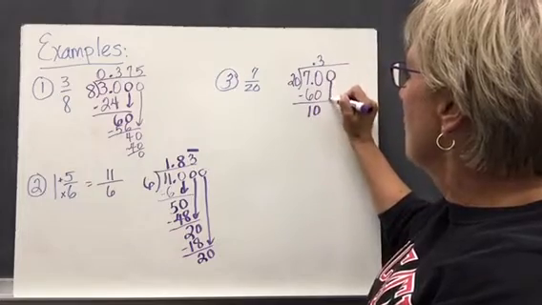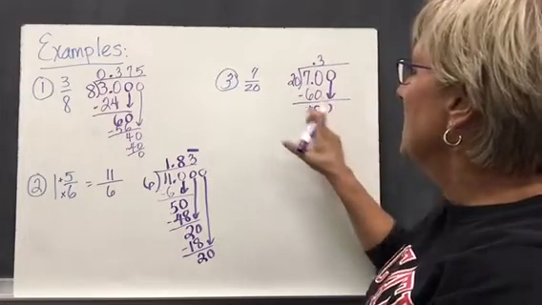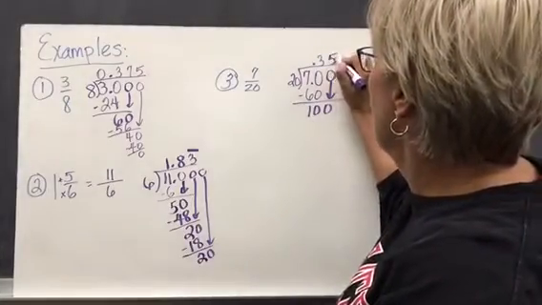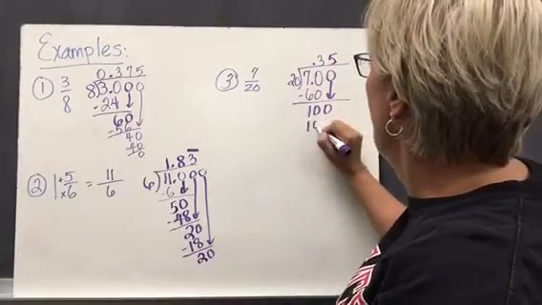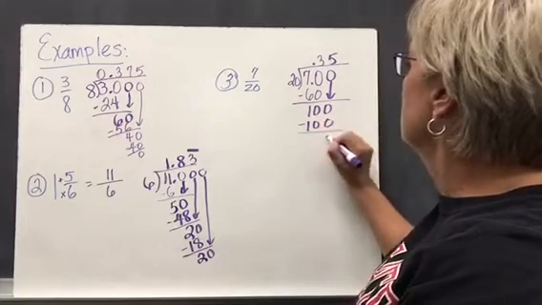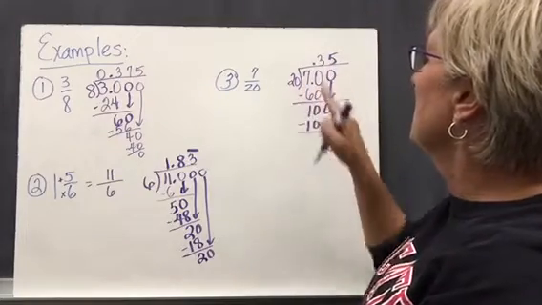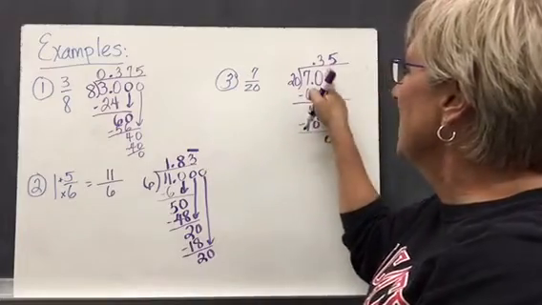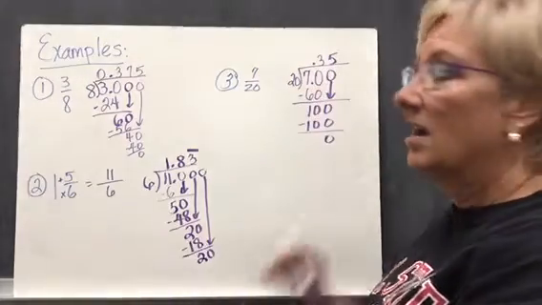Add a 0, bring it down. How many times will 20 go into 100? Exactly 5 times, because 5 times 20 will give me 100. So this is going to give me 35 hundredths. So 7 20ths is the same thing as 35 hundredths.